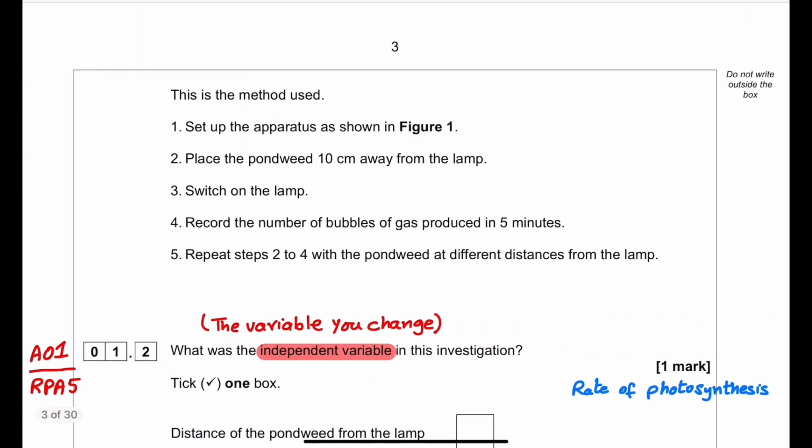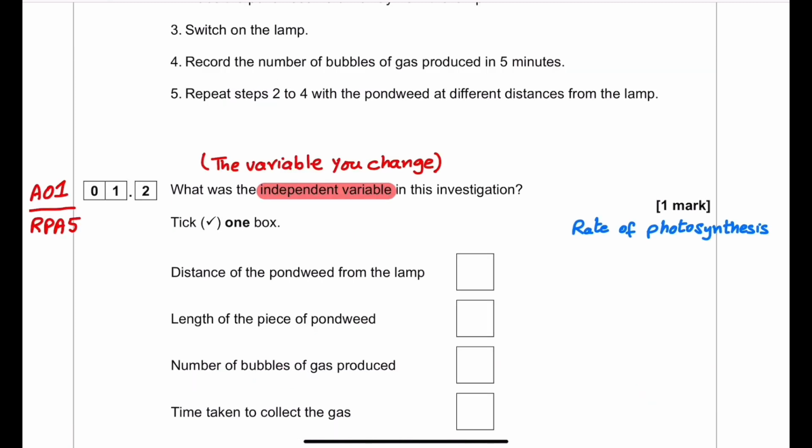1.2 is an AO1 question which is associated with practical activity number 5. What was the independent variable in the investigation? The student must know the independent variable. The independent variable is the variable you can change. Here you can change the distance of the pondweed from the lamp.